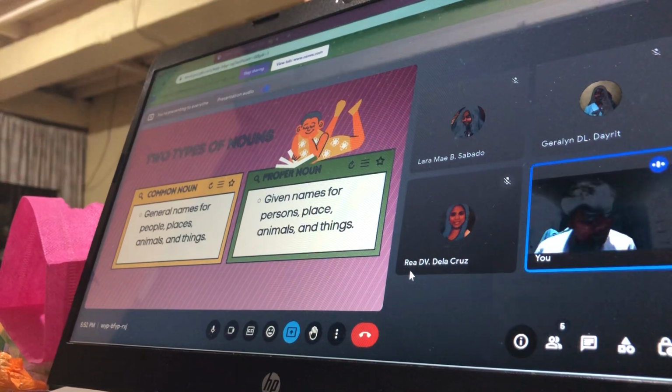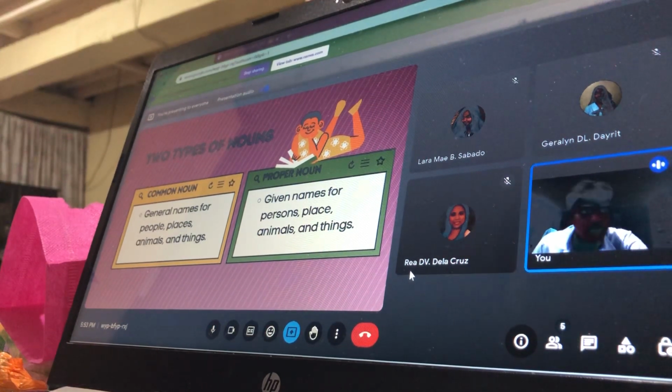For example, let's go back to the pictures earlier. I showed you some pictures of a tree. So tree is a common noun. And what is the proper noun of tree? It can be Narra, it can be Acacia, or any other tree. Dogs are common nouns, and it can be a proper noun if the dog was named Bantay or Blacky. Do you understand the two types of nouns?